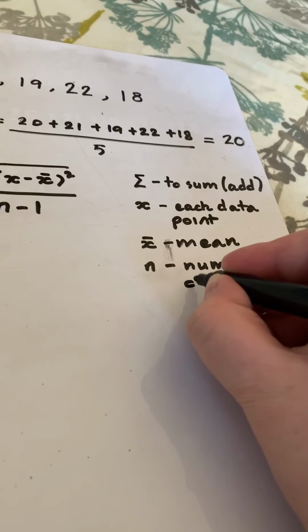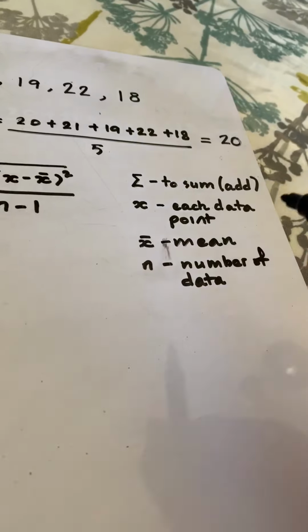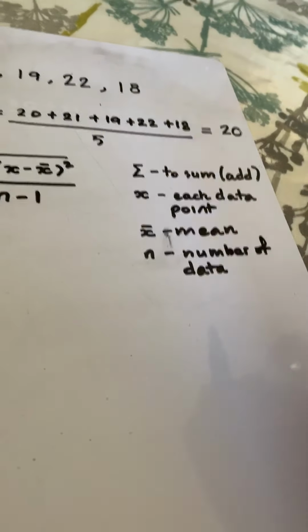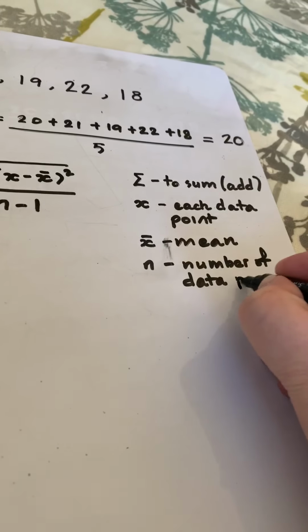So you might have written that down when you were doing a stem and leaf diagram. At the end of your stem and leaf diagram, you should write also at the bottom n equals and list however many data there are, number of data points.